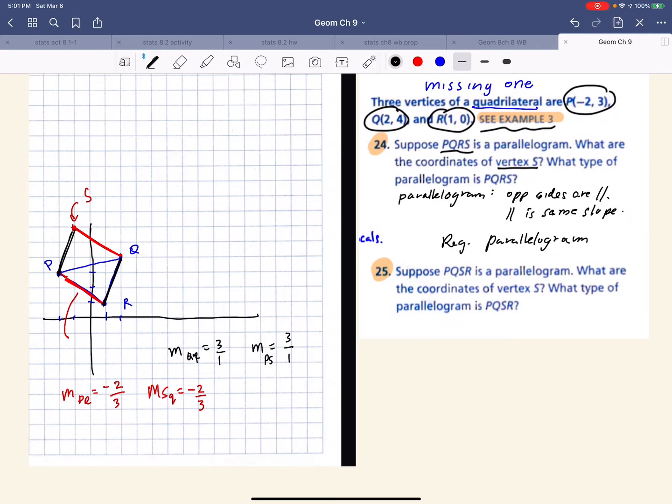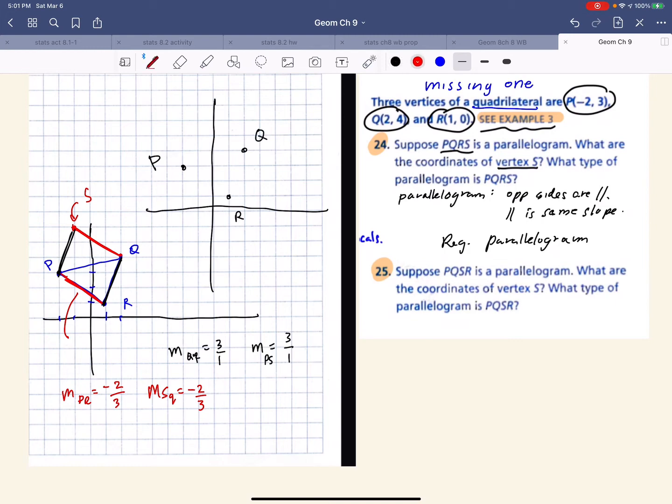What type of a parallelogram is it? Okay, so it looks like it's asking me the same. So essentially, maybe I'm missing something. Maybe I'm just tired. I did have the AP weekend. So I'm going to graph it again. So R is (1, 0). That's my R. P is (-2, 3). That's P. And then Q is (2, 4).